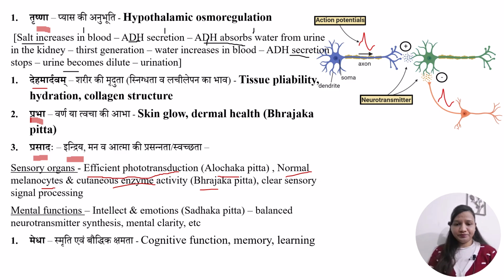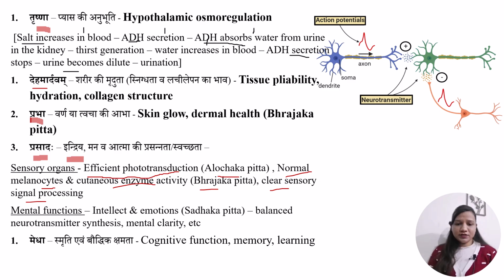Third one is clear sensory signal processing. So Pitta is responsible for clarity in the mind, or clear sensory signal processing. Here it can be related with the neurotransmitters. I'll explain further how the neurotransmitter and Pitta can be compared.